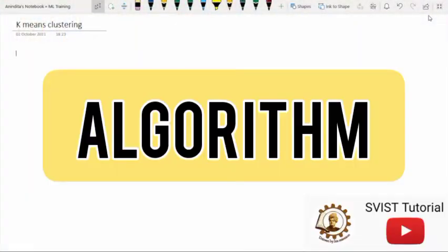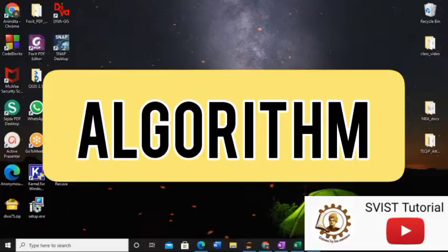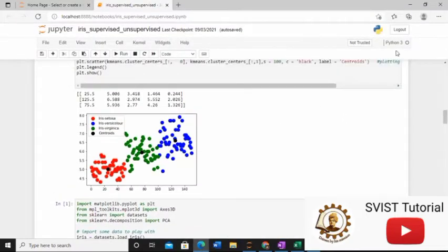Now we will start our first machine learning algorithm today. So let me show the output first. See, this is the output that I am expecting. So what is the algorithm name? First I will tell you. The algorithm name is K-means clustering.